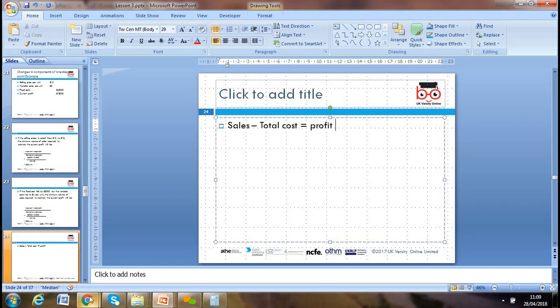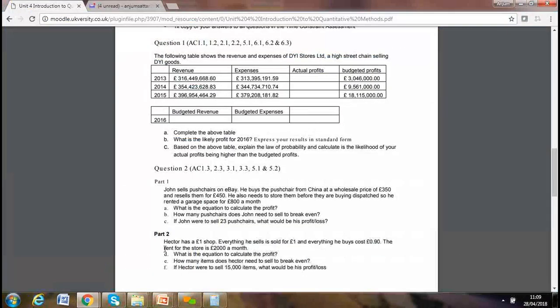Sorry, any question? And the break even, we know the formula: fixed cost divided by contribution. So fixed cost we have 800, and contribution per unit is 100. So if we sell 8 units, we will be at break even. You getting me?